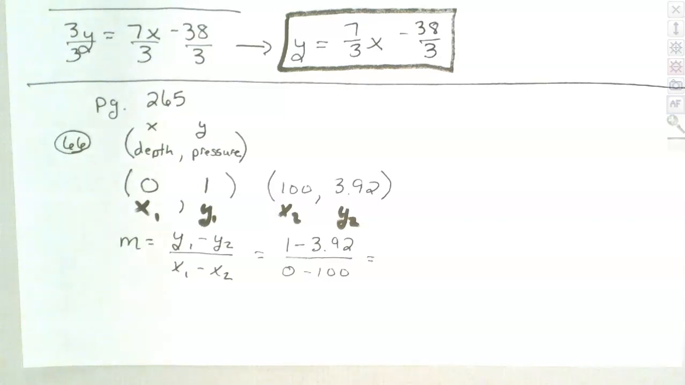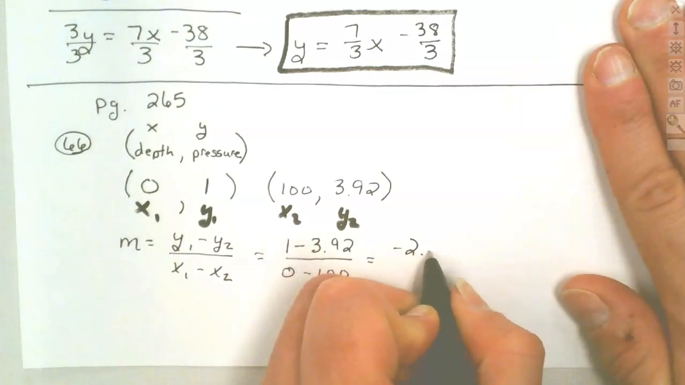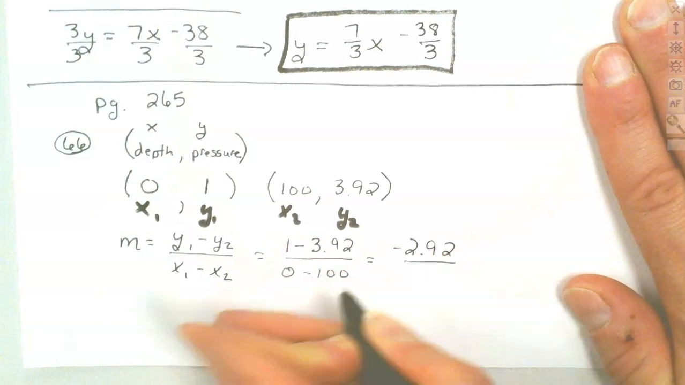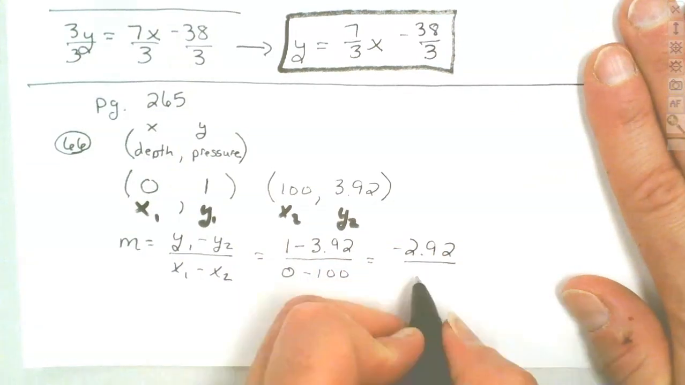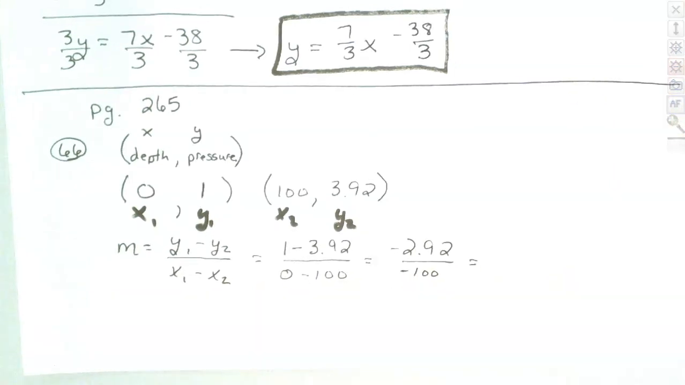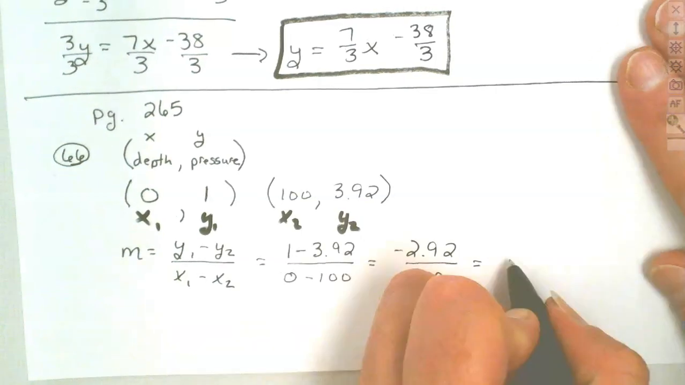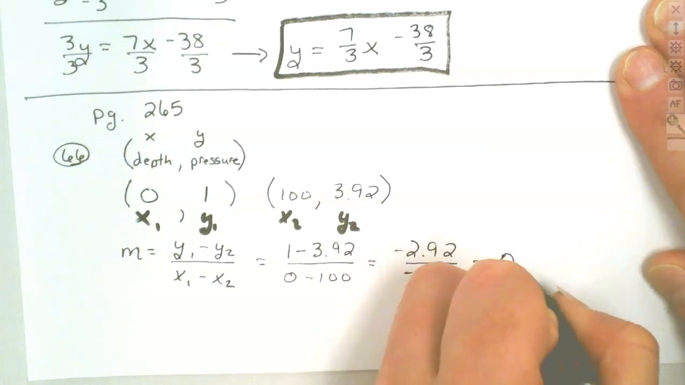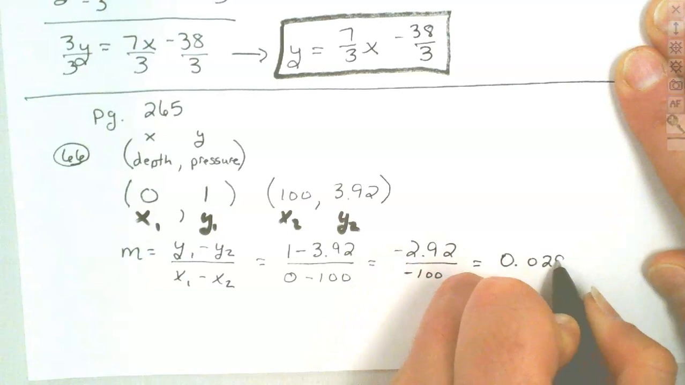And so what's going to happen here, when we work this out, we'll go ahead and find our slope. So we've got 1 minus that 3.92. So that's a minus 2.92. 0 minus 100, that's a minus 100. Double negatives makes it a positive value. And so we're going to go ahead and divide. And that comes out to be a 0.0292.